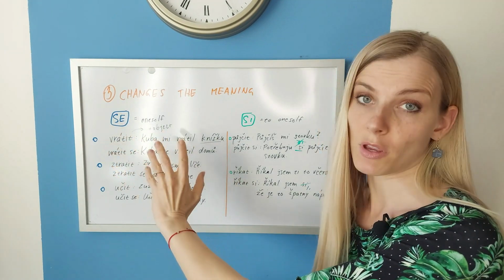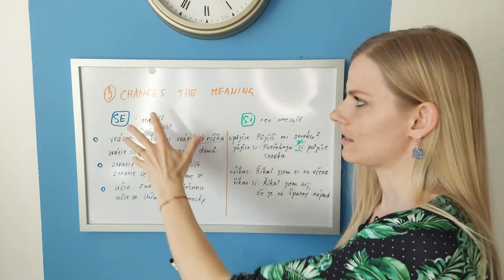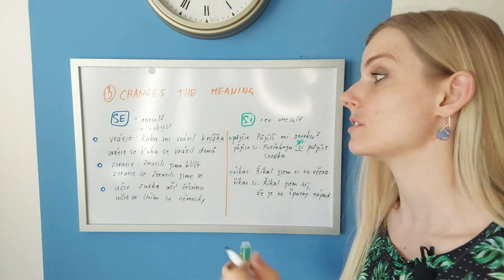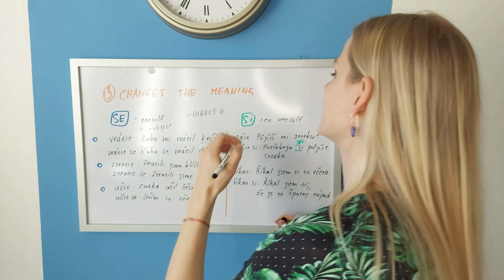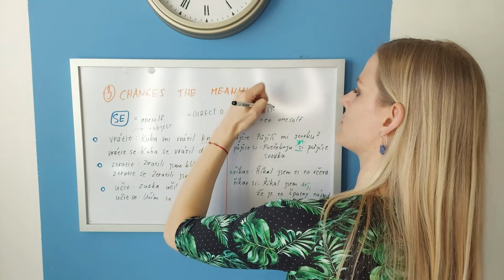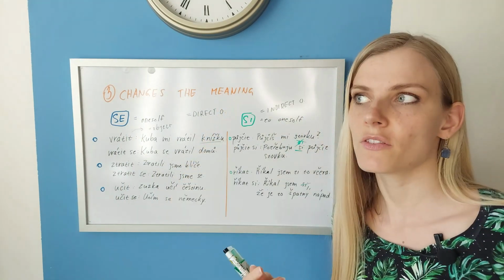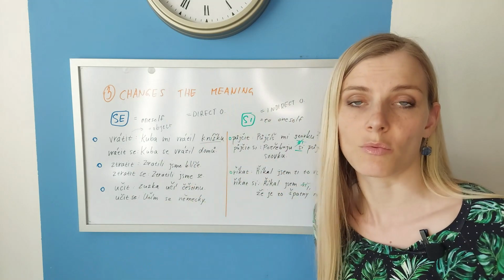We could say, as I mentioned, that se in this category has a function of a direct object, and si has a function of indirect object. If you have a feeling for the direct and indirect object, this will help you.